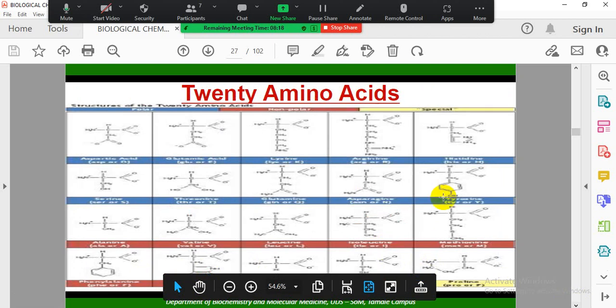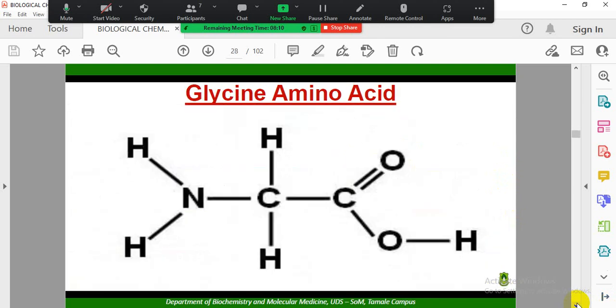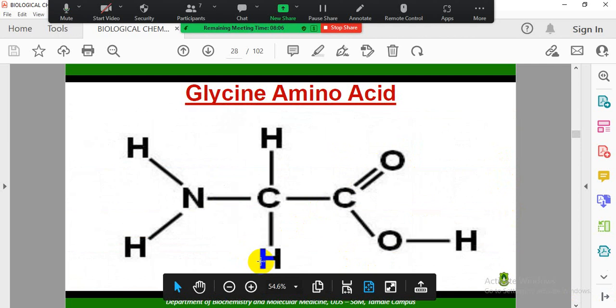Okay, so these are the 20 amino acids. We'll be tackling them one by one, but you have to study them and know their structure. Start drawing them. Annabelle, you have to be drawing them. So glycine, the side chain is what? Only H. The amino group is constant, the carboxyl group is constant, but the only thing that changes is the H. So whenever you see an amino acid with the side chain being H, it is called glycine.